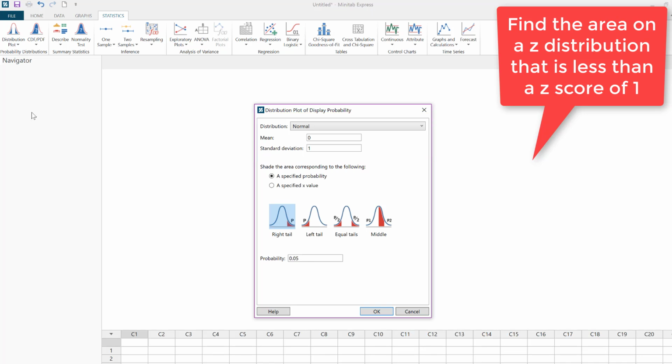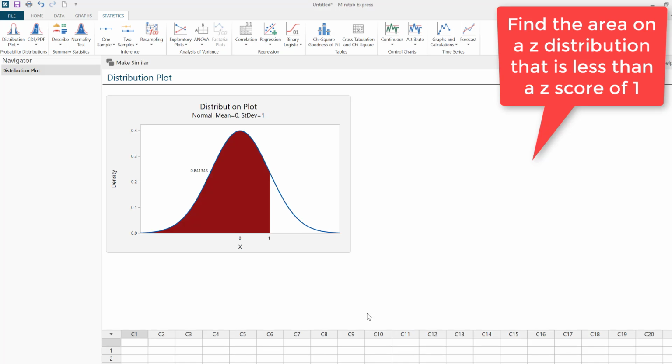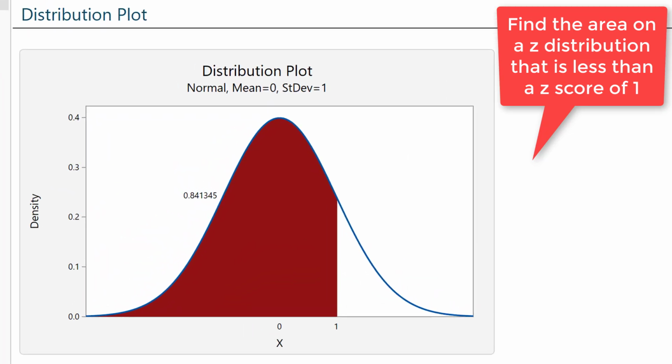I want to find the area less than a z-score of 1. That is what Minitab Express calls a specified x value. The area less than a value will be the area to the left of that value, and the x value is our z-score of 1. The area on a z-distribution that is less than 1 is 0.841345.